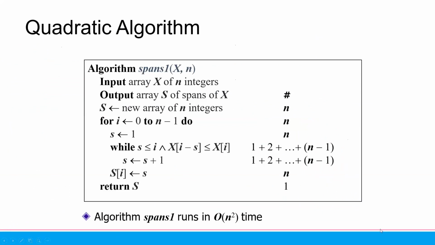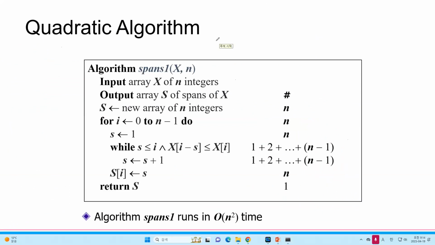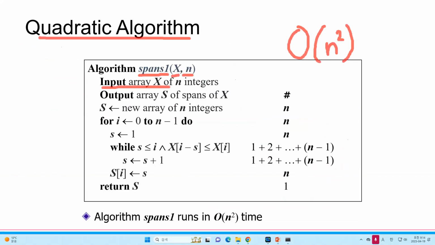The first algorithm, I can say it is the quadratic algorithm. The quadratic algorithm means the processing will take quadratic time, or we have big O of n to the power of 2. Let's see. I have the algorithm span(X, n). The input is this one and the output is this one.